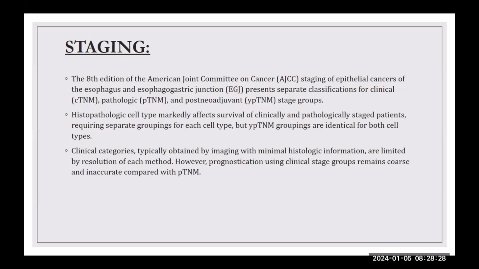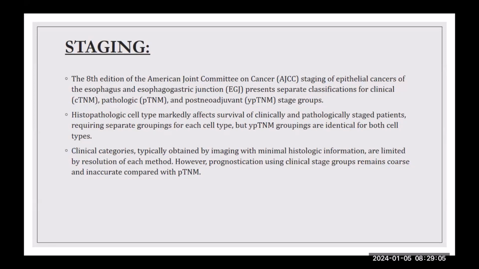As far as staging is concerned, the 8th edition of the American Joint Committee on Cancer staging of epithelial cancers of the esophagus and esophagogastric junction presents a separate classification for clinical, pathological, and post-neoadjuvant stage groups. Histopathological subtypes markedly affect the survival of clinically and pathologically staged patients and require separate grouping of each cell type. But the post-neoadjuvant chemotherapy groupings are identical in both cell types.